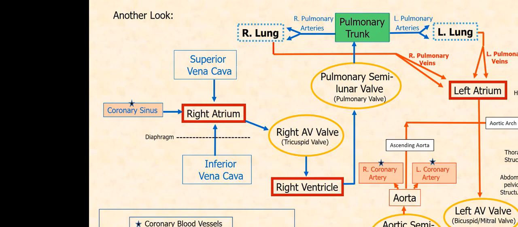The pulmonary trunk further branches for a total of 4 pulmonary arteries. 2 left pulmonary arteries deliver deoxygenated blood to the left lung, and 2 right pulmonary arteries deliver deoxygenated blood to the right lung. Gas exchange occurs at the lungs. Oxygen is picked up by the blood, and carbon dioxide is picked up by the lungs.